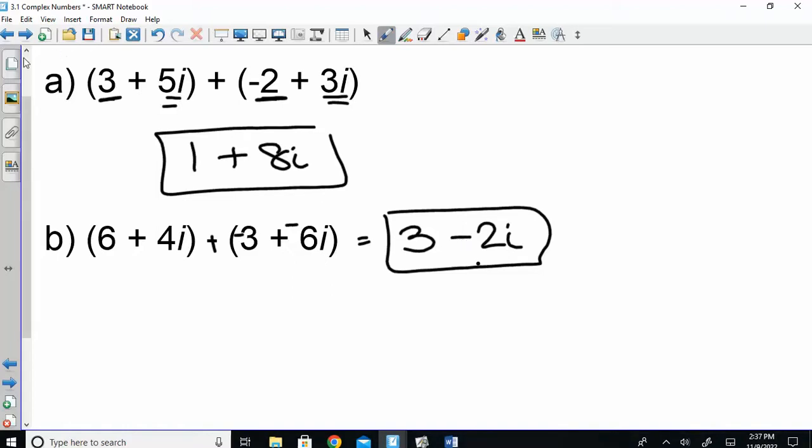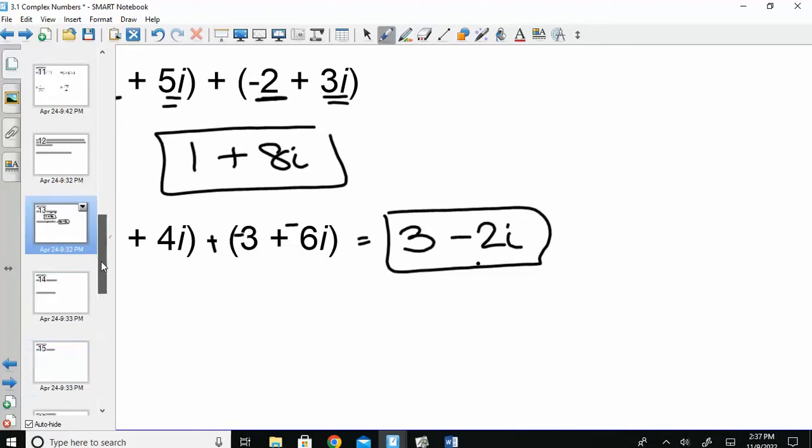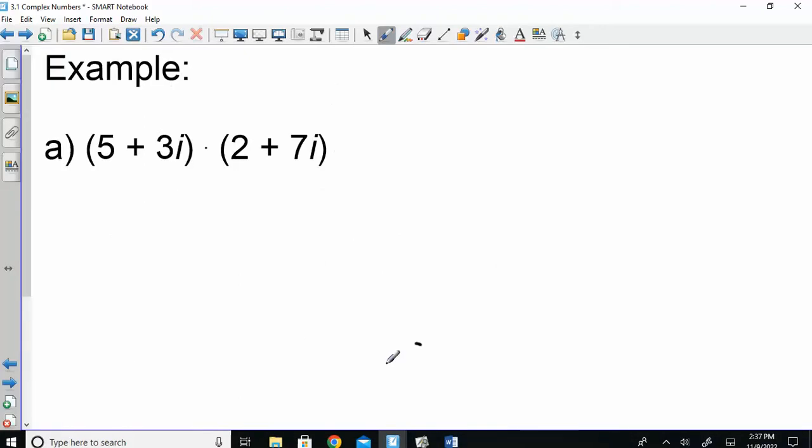All right. Next up. I'm asking you to multiply. Just think if there were x's in there, how would you multiply it? FOIL. So that's still true. We're just going to FOIL here.